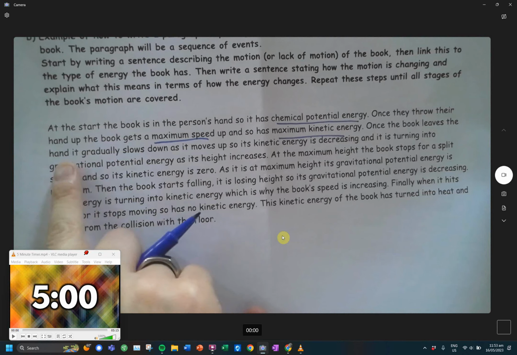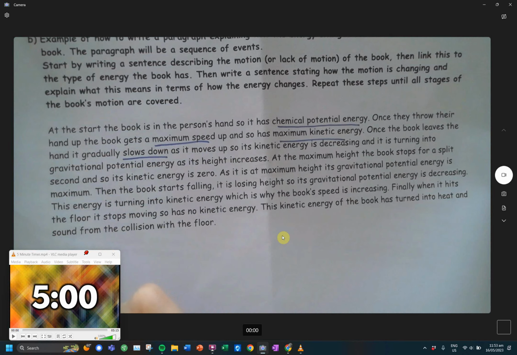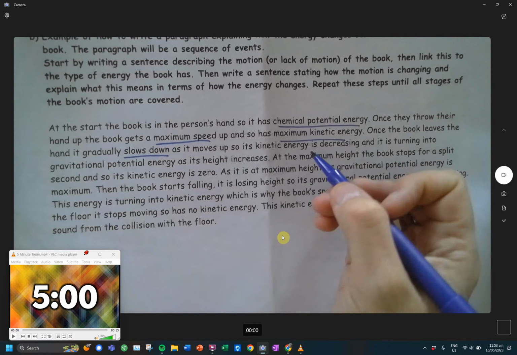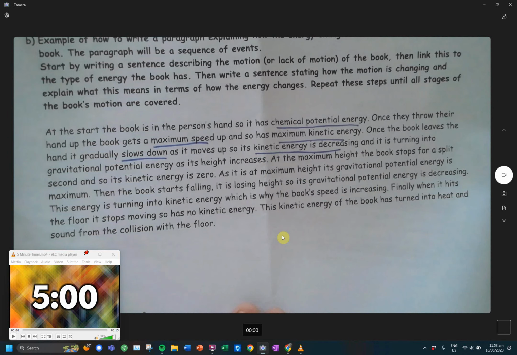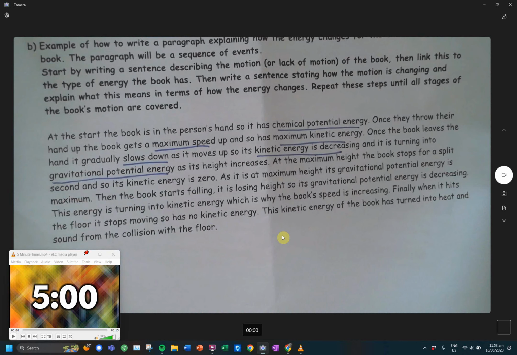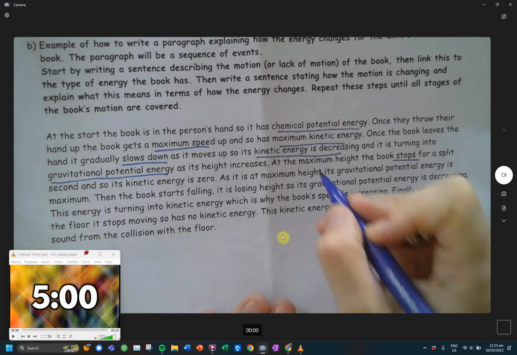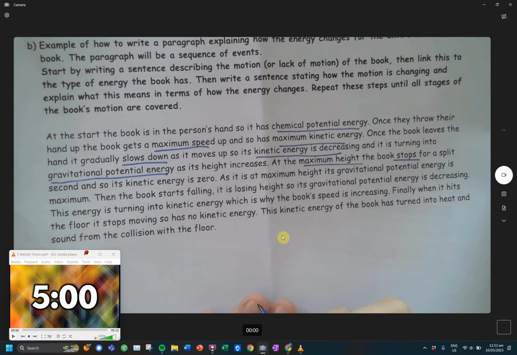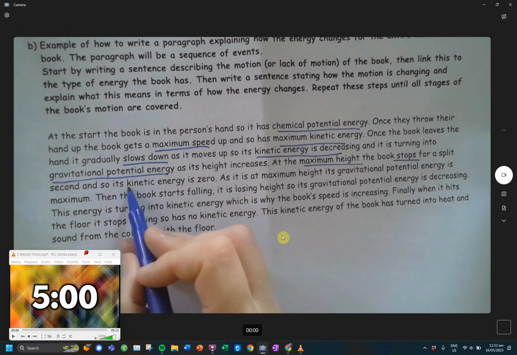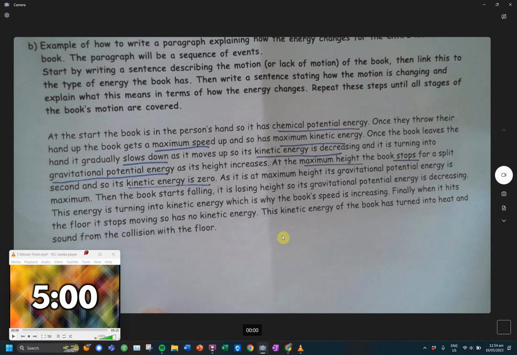Once the book leaves the hand, it gradually slows down. So we have another description of the movement as it moves up. Its kinetic energy is decreasing. It is turning into gravitational potential energy as its height increases. So more gravitational energy, the higher it goes up. At the maximum height, the book stops for a split second, so the kinetic energy is 0. At its maximum height, its gravitational energy is at its maximum.